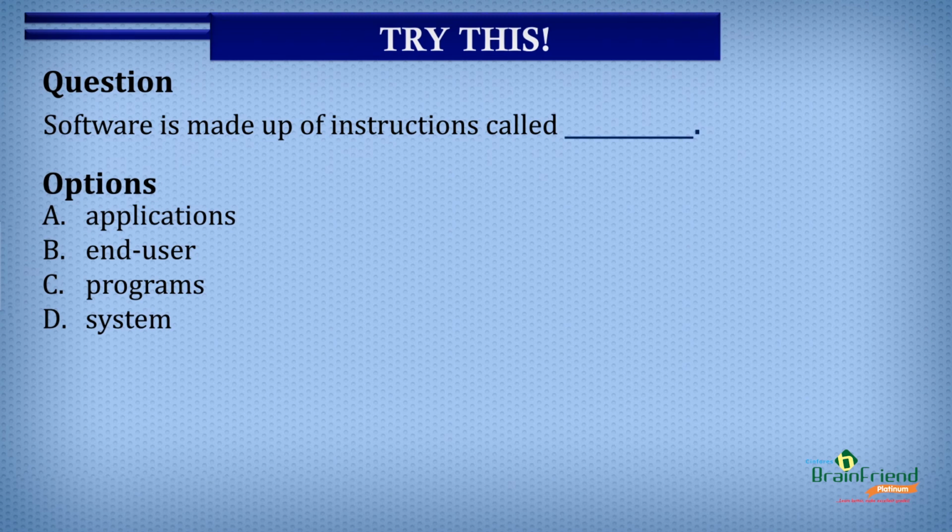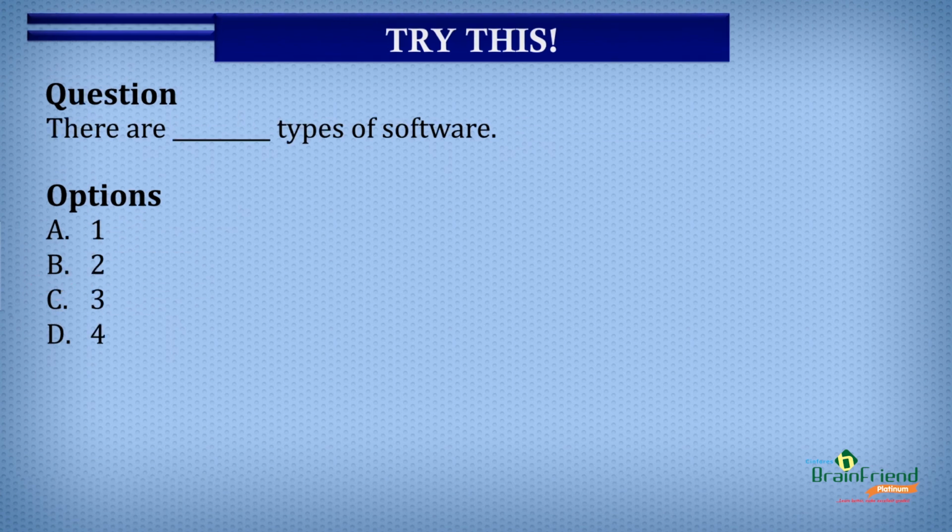Question 1. Software is made up of instructions called, here are the options: A. Applications, B. End user, C. Programs, D. System. And the correct answer is C. Programs. Let's try out one more. There are dash types of software. Here are the options: A. 1, B. 2, C. 3, D. 4.